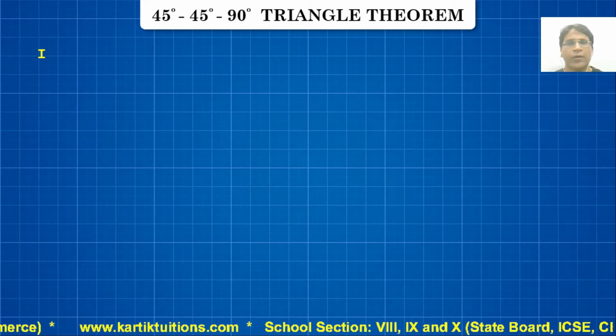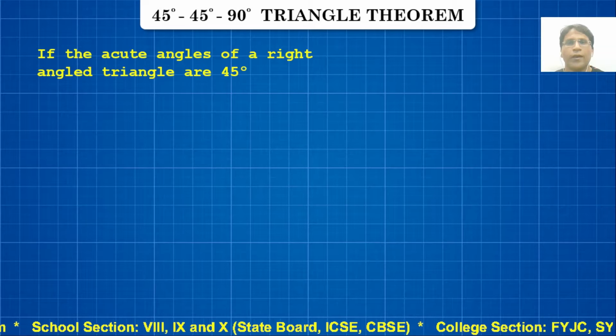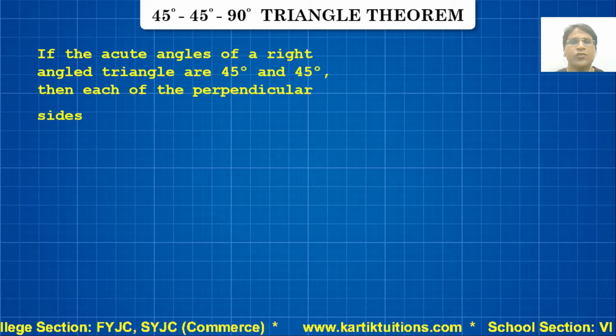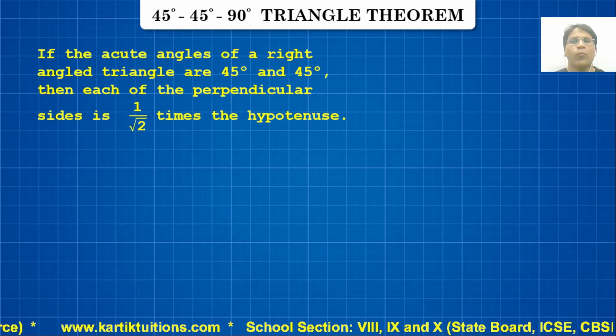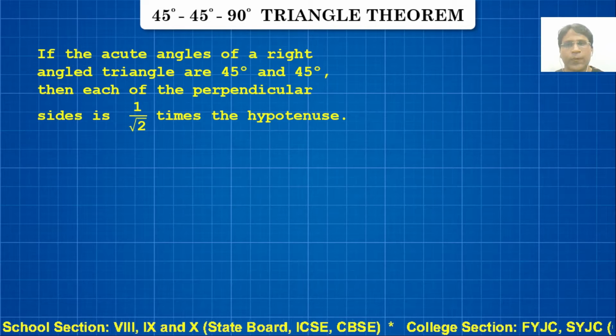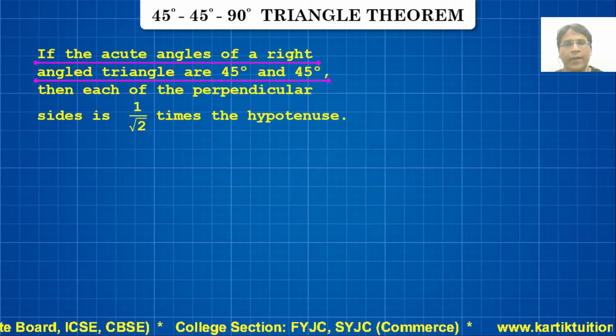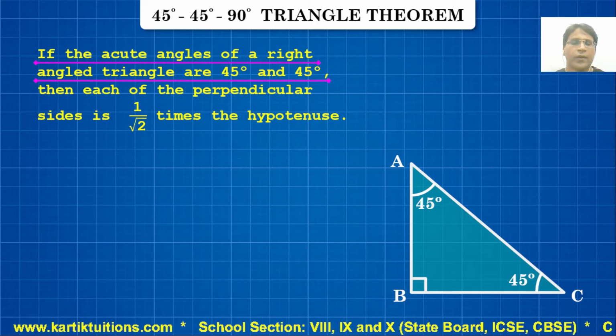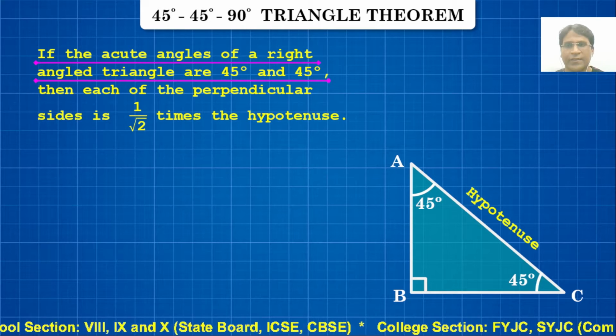Let's have a look at the statement of the theorem. If the acute angles of a right angle triangle are 45 degree and 45 degree, then each of the perpendicular sides is 1 upon root 2 times the hypotenuse. Again, we have a right angle triangle where the two acute angles are 45 degree, 45 degree. Now what it states, let us write it down first.